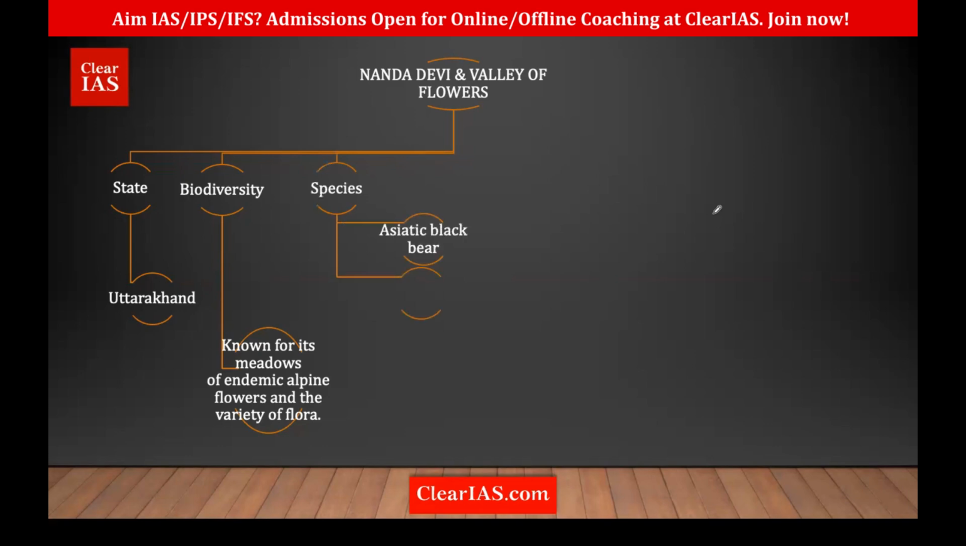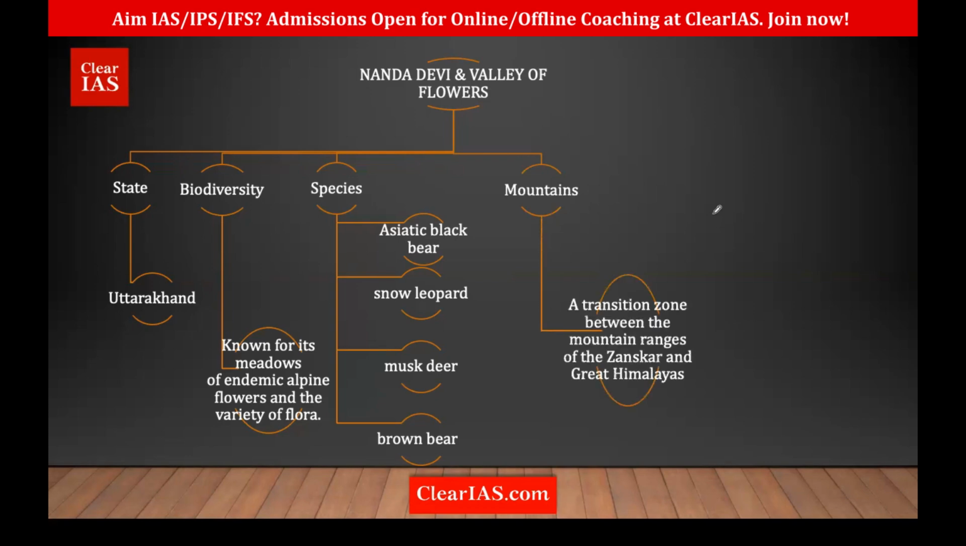Yes, we have black bear, snow leopard, musk deer, and brown bear. So you can see the change in species. Higher altitude means we can see snow leopards. To the west, we can see what? Black bear and brown bear. See the change in species, the change in vegetation, the change in region, right? Then which region is it part of? Yes, the Uttarakhand Himalayas, a transition between Zanskar and the Great Himalayas.